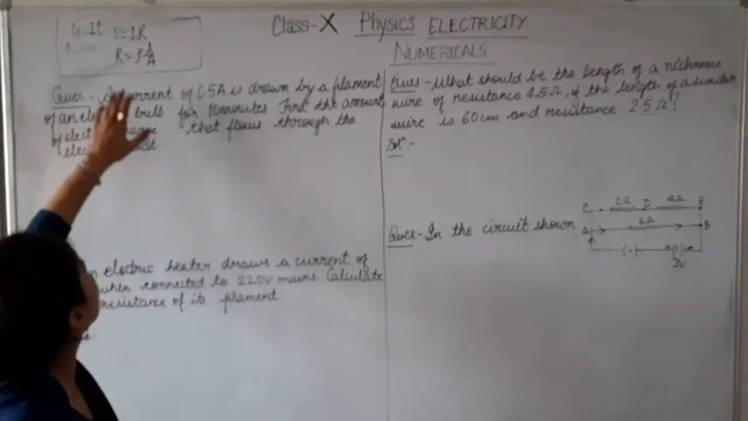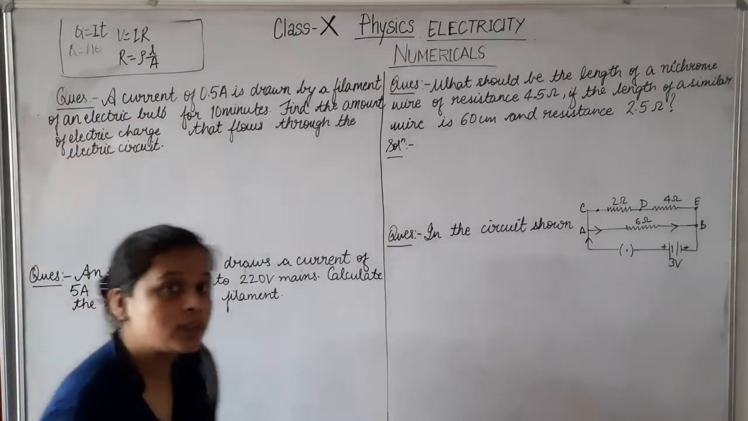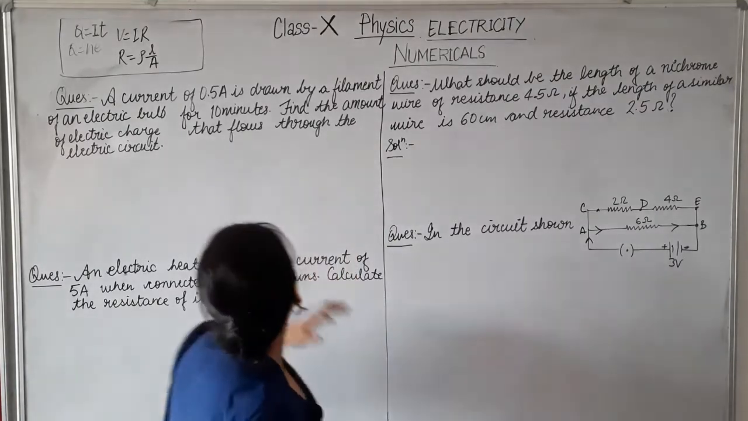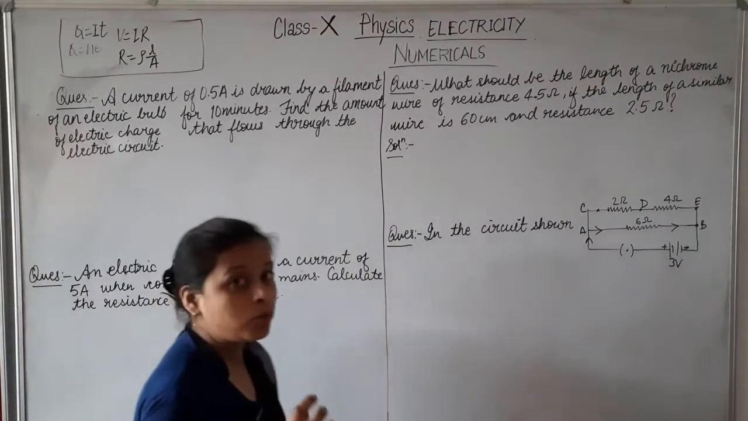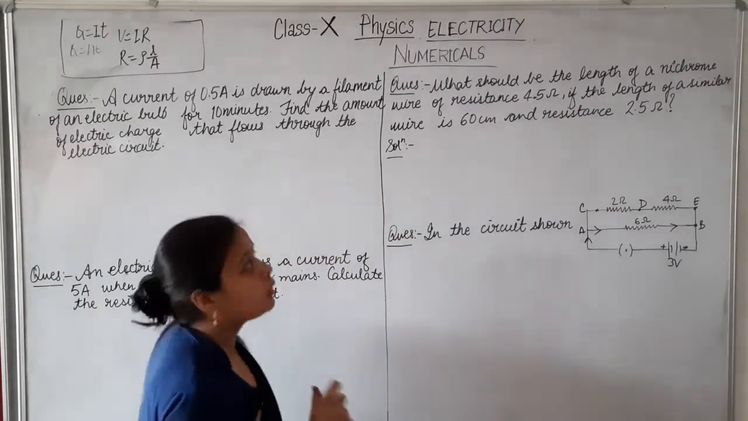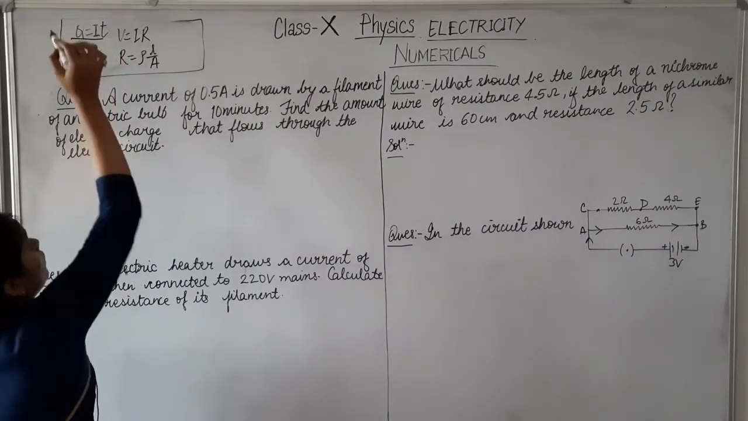I have written few relations. First is Q is equal to IT. I have told that current is actually what? Flow of charges. Means when some amount of charge flows in a particular time duration, then that is said to be current. That is only written here, Q is equal to IT, where Q is charge.